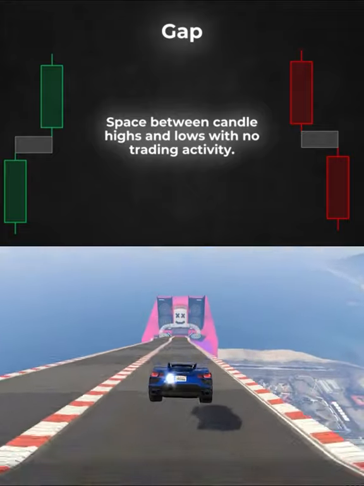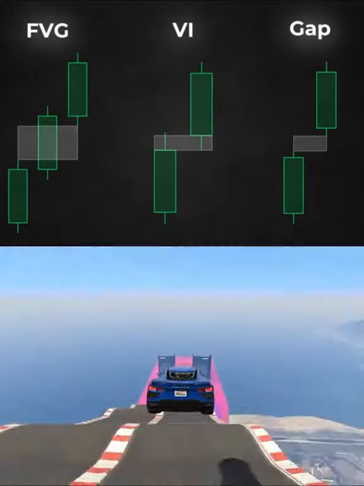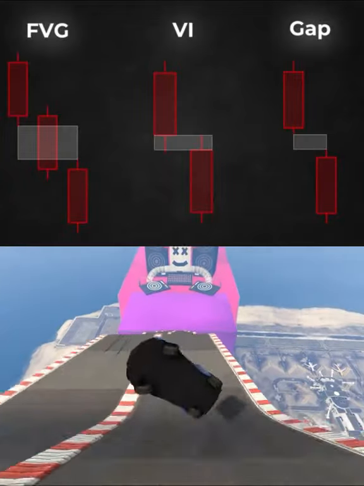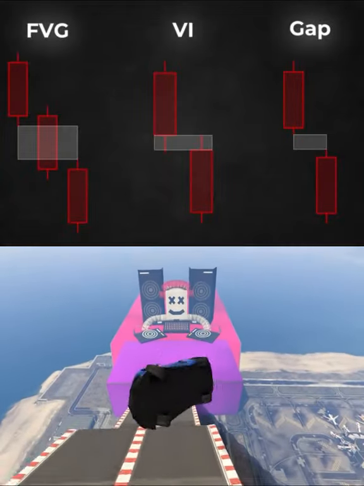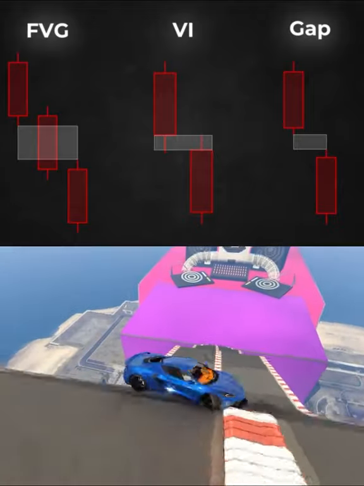In this illustration, you can see the bullish version of the fair value gap, volume imbalance, and gap side by side for comparison. In this other illustration, we have the bearish version of all three patterns. Keep in mind that you can use fair value gaps, volume imbalances, and gaps in a similar way.